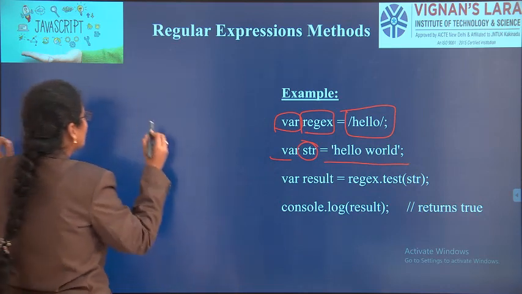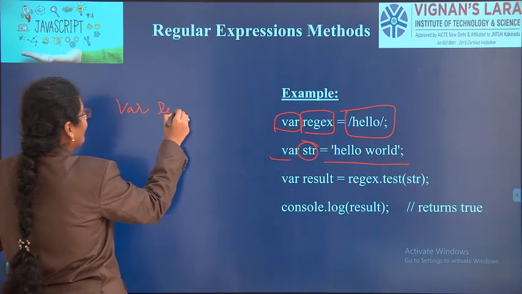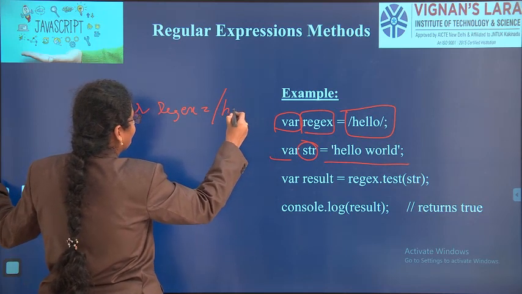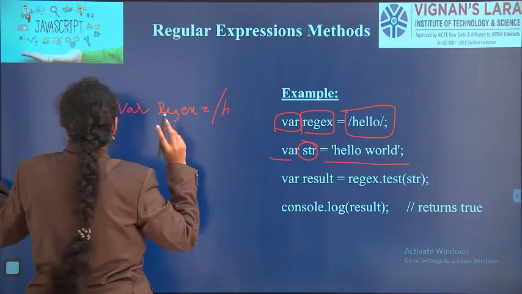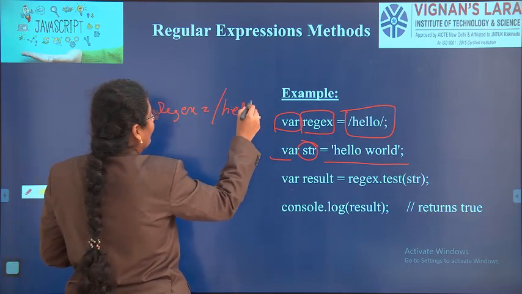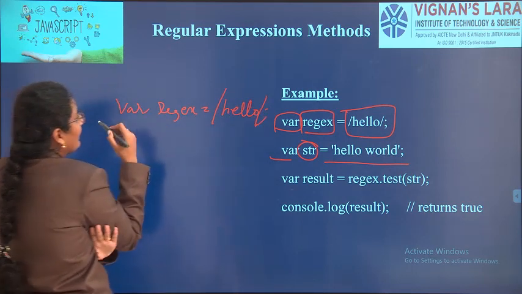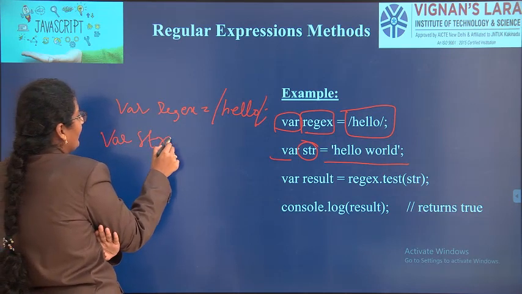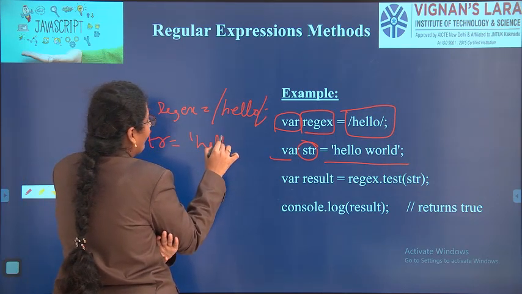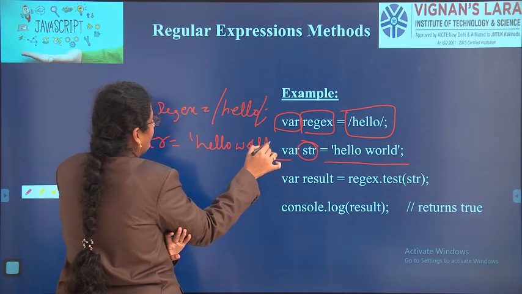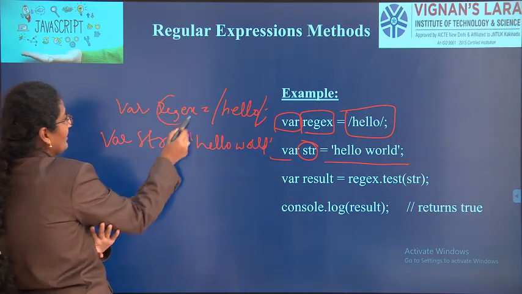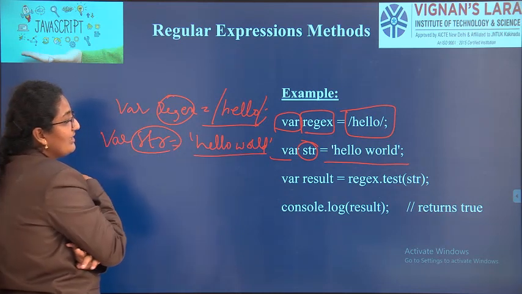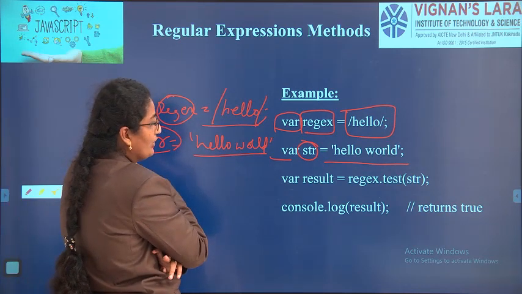hello world. So see here, the variable name is regularExpression, created using forward slashes as hello. I have taken the variable string and set it to hello world. Now I want to compare this regular expression hello with the string hello world, and if a match is found, I want to give the result.